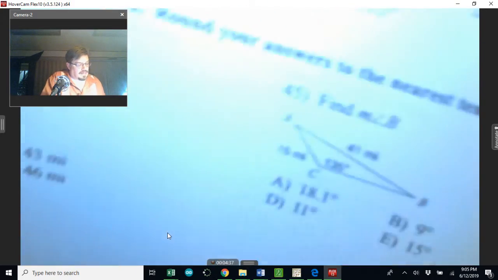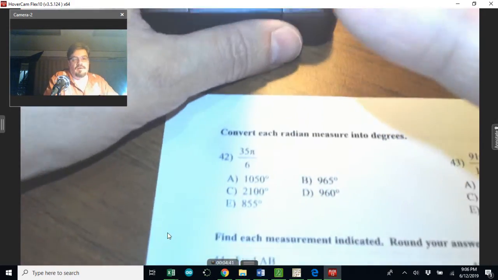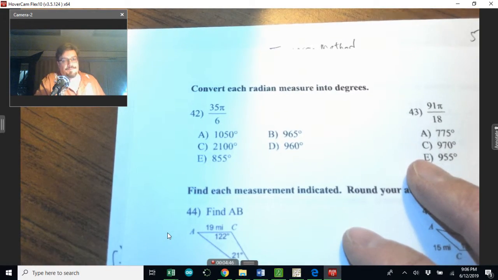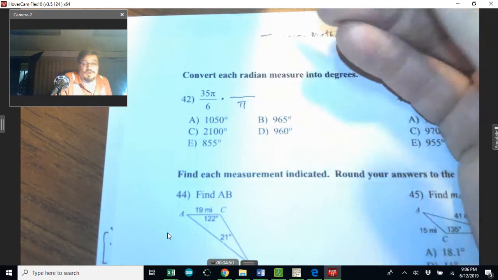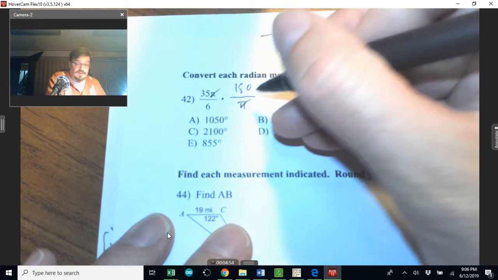Okay, so that should be no big deal. And likewise, going backwards. Okay, going backwards, it's important. I'm going to throw a couple of these on there. And we've got to be able to do this. So pi will now go in the denominator, and 180 will go in the top, so that these pi's cancel out.